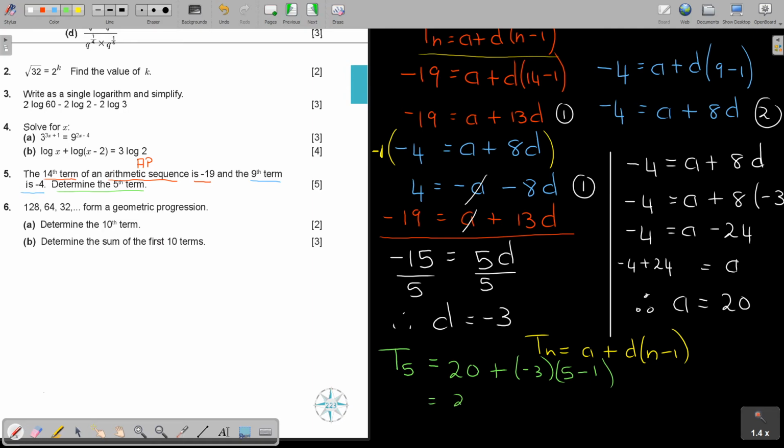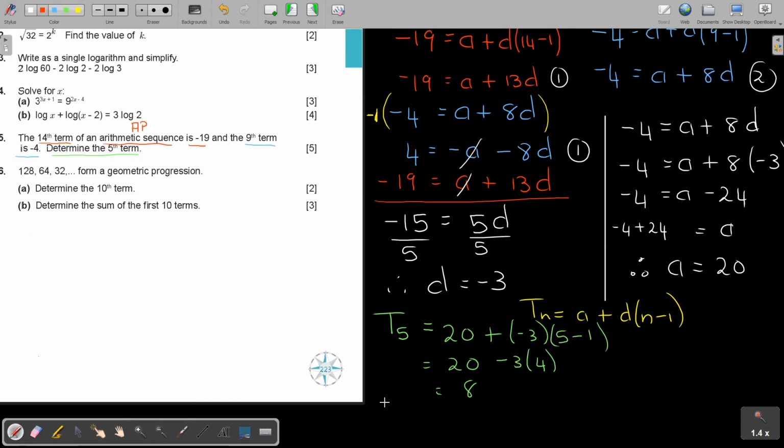And that is equal to 20, and this is easy. This is minus 3 times 4, and that's 20 minus 12, and that is going to be 8. I usually like to end word sums nicely. It's actually supposed to. So therefore, the fifth term is 8.